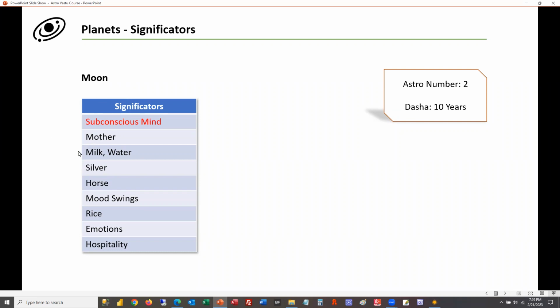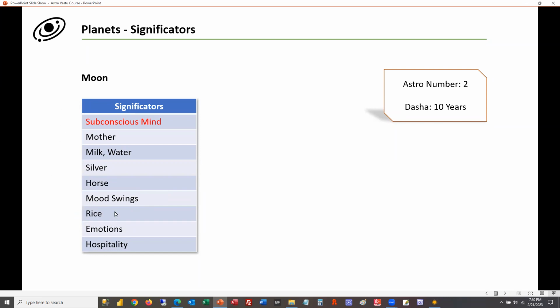Now, in terms of metals, silver is represented by moon. Horses are represented by moon. That's why in terms of Vastu, they say use a white horse or a group of white horses. Keep it in northwest. This is what is told generally. So horses in general are represented by planet moon. And moon also represents our mood, our emotions. So any kind of mood swing is associated with moon.